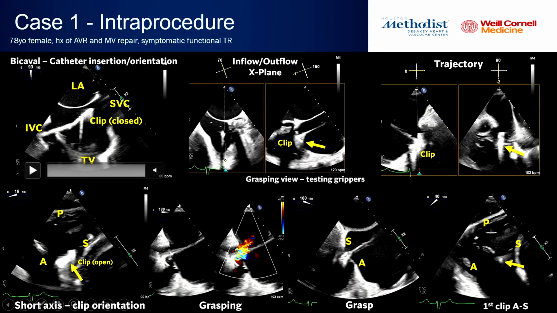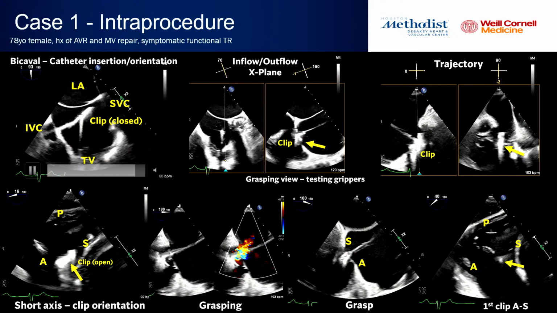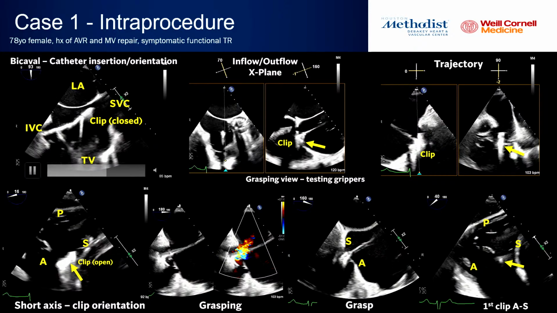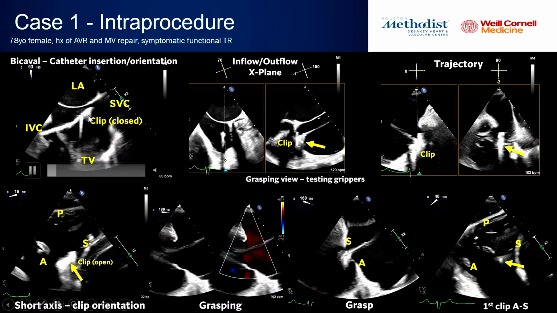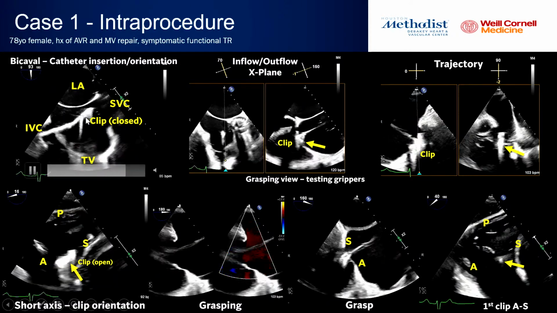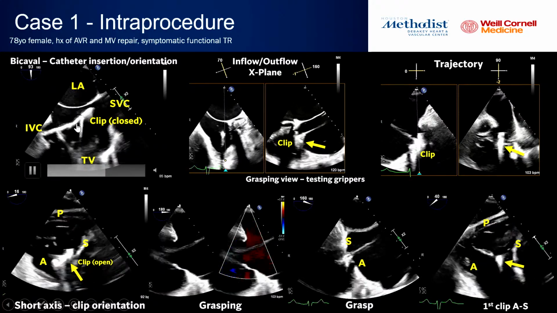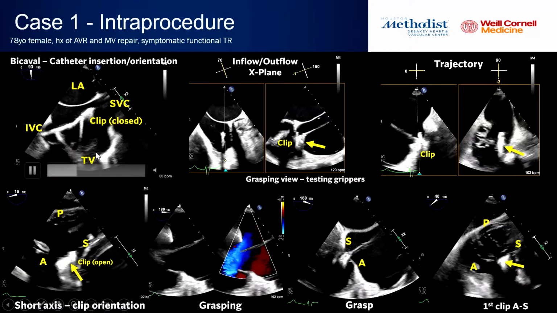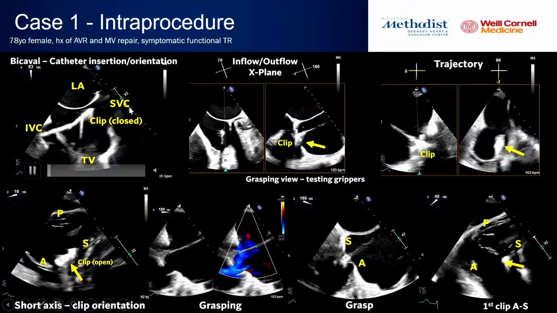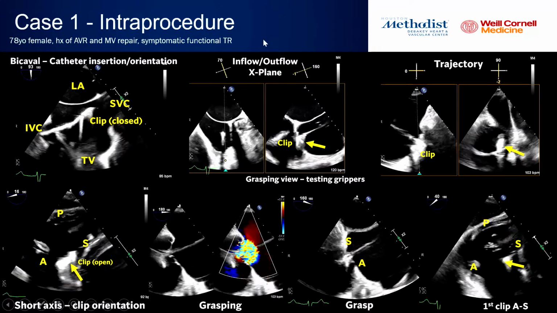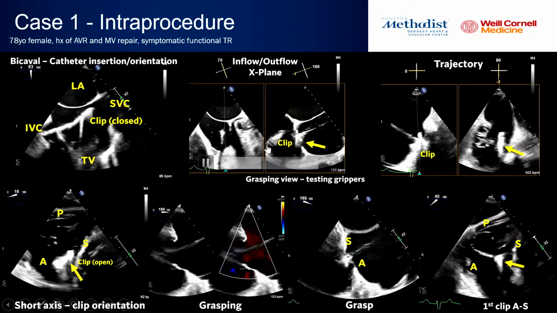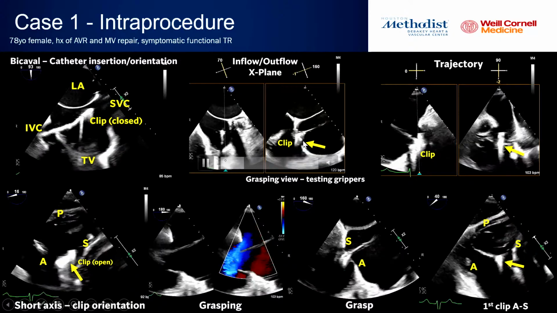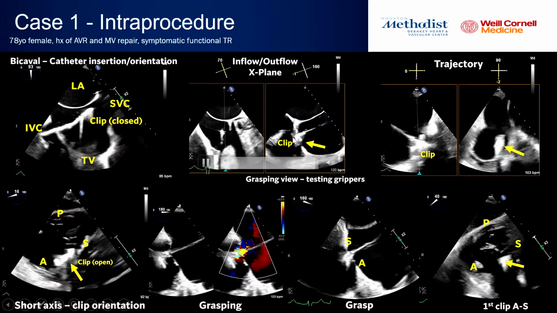So in this case, we move on to intraprocedural. On the top left here, we see our bicaval view, in which we usually start directing our clip towards the tricuspid valve. The catheter is here, and the clip is straddled and closed, facing towards the SVC. And here's going to be your tricuspid valve, so we're going to aim towards it. After we've done that, we go to our quote unquote workhorse, which is our inflow-outflow view, to locate our clip and test the grippers. So here the clip is closed, here the clip is open.